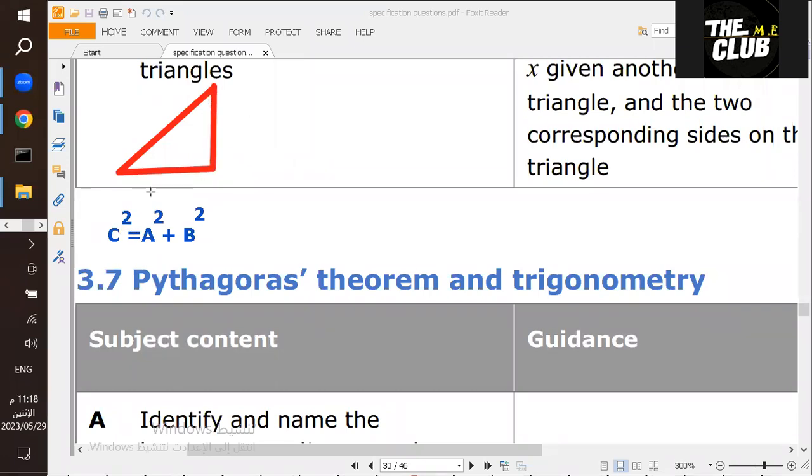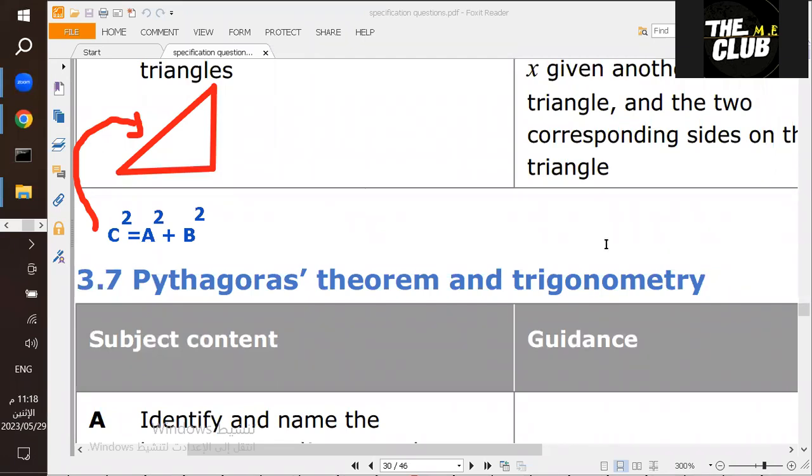The longest side is C. Or the one alone. This is the right angle. Now these two sides are here. You can switch them, it's okay. We don't have to talk about this a lot because you know how to use the Pythagoras theorem.